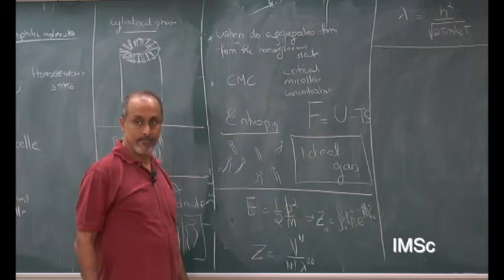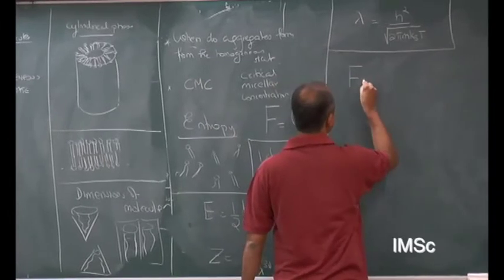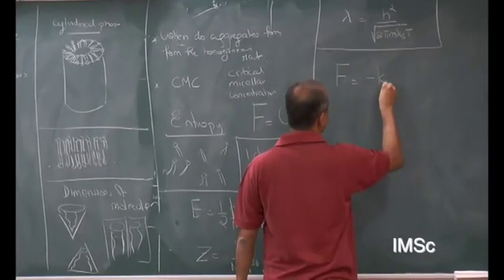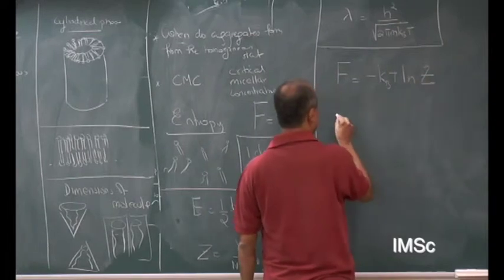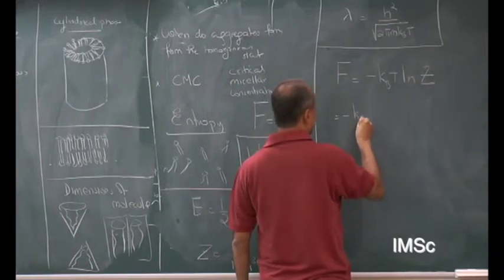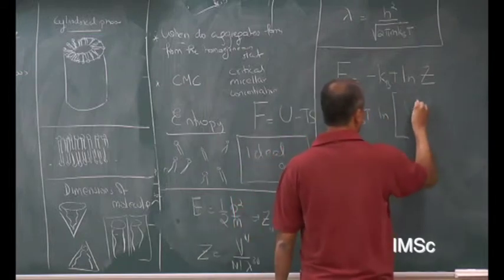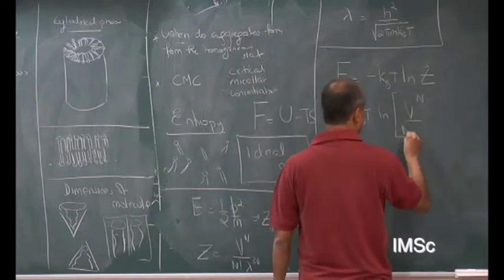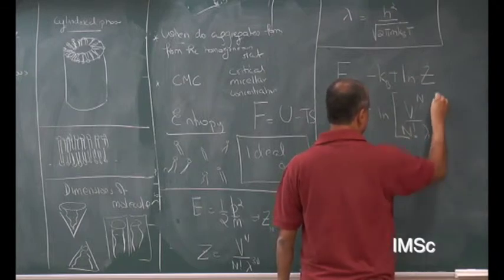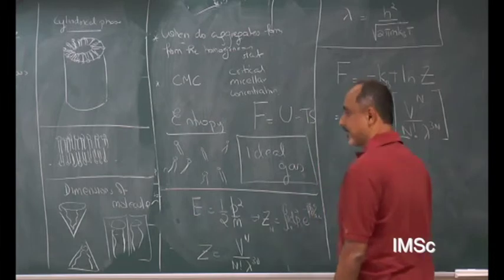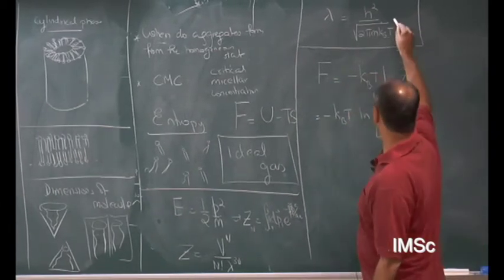Okay? So from here, remember that F, the free energy, is minus kBT times the log of the partition function, which was minus kBT times the log of V to the power N divided by N factorial lambda to the power 3N. H is Planck's constant.